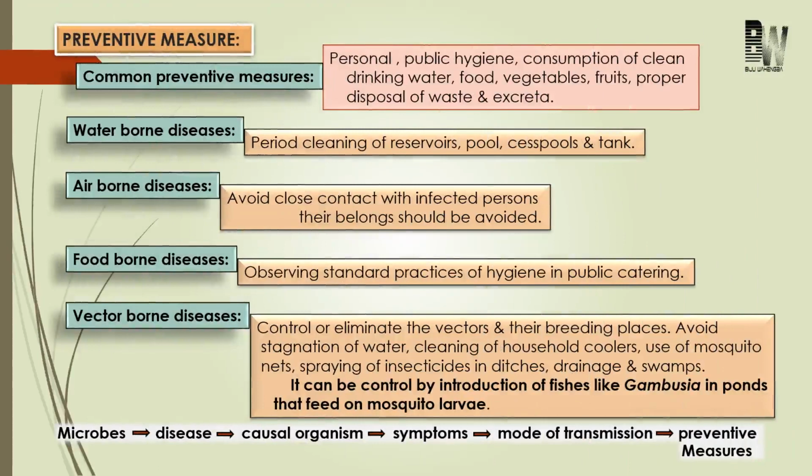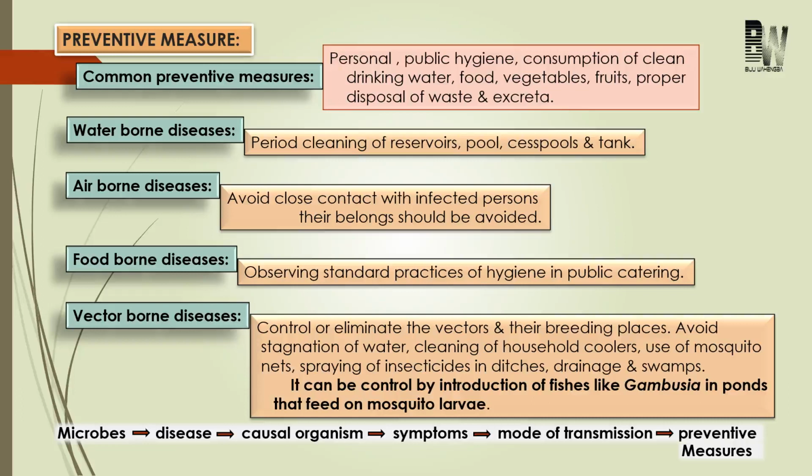Preventive measures. Let's see the common preventive measures for any kind of disease. Okay, so common preventive measures are personal and public hygiene, consumption of clean drinking water, food, vegetables, fruits, proper disposal of waste as well as excreta. And for waterborne diseases, in addition to these common preventive measures, there should be periodic cleaning of reservoirs, pools, cesspools, and tanks. For airborne disease, again, in addition to these common preventive measures, we have to avoid close contact with infected persons and their belongings.